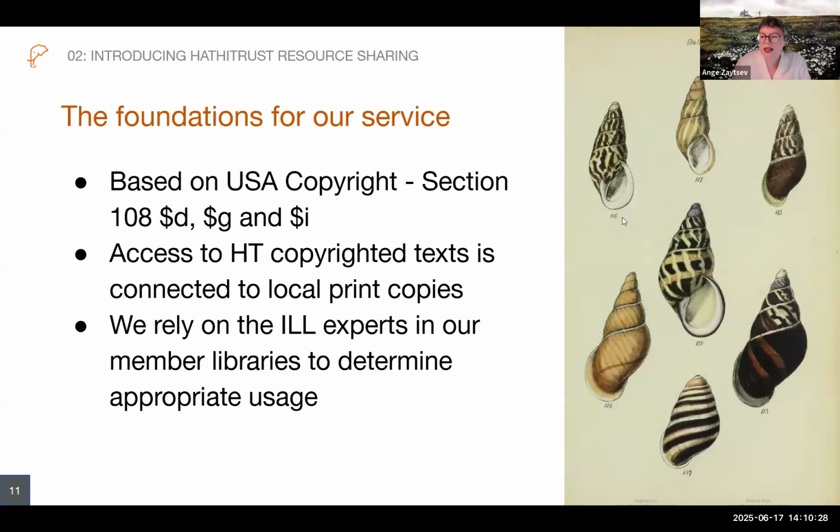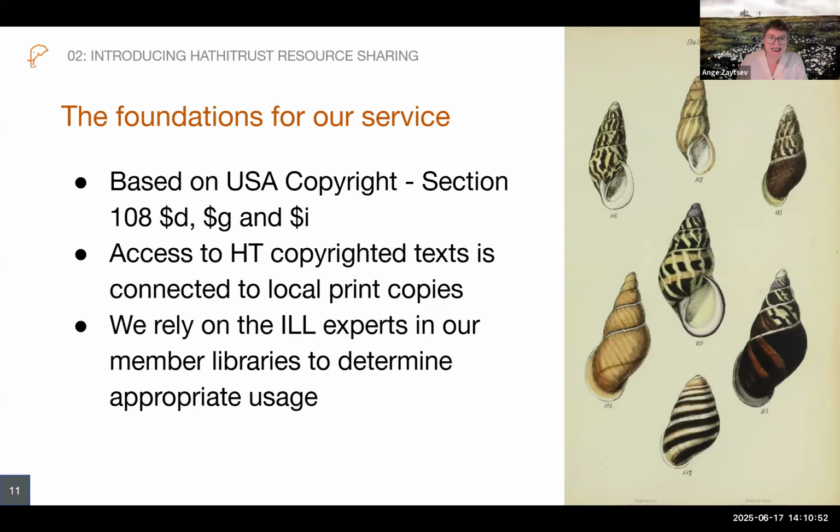Okay. So as Jennifer mentioned, it's important to understand the underlying basis for this service. This is based specifically on US copyright law section 108 D, G, and I. And if you haven't been staring at the copyright code as much as I have recently, let me just explain these subsections quickly to you.